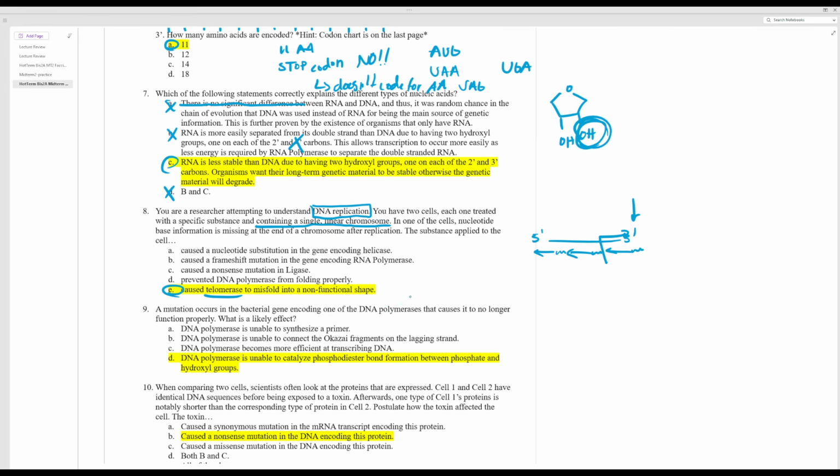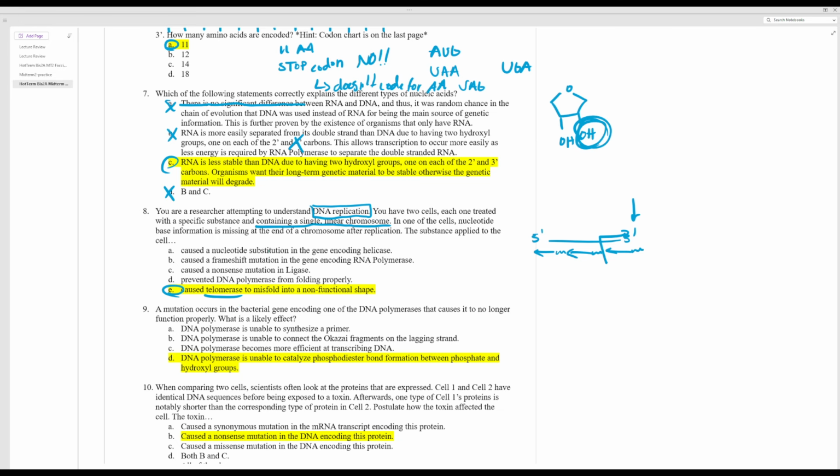Now, I could have also said this is a somatic cell, in which case nothing would be different. A normal somatic cell will have DNA nucleotide base information missing at the end of the linear chromosomes because somatic cells do not have telomerase present. But, of course, we don't really want you to memorize that. And so instead, I'm giving you the option of a non-functioning telomerase.